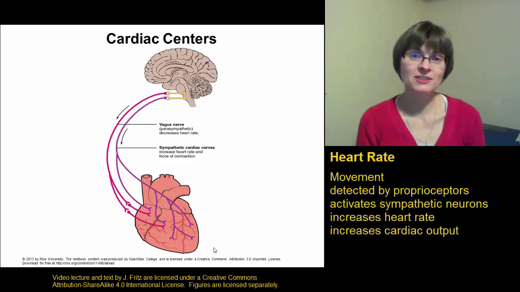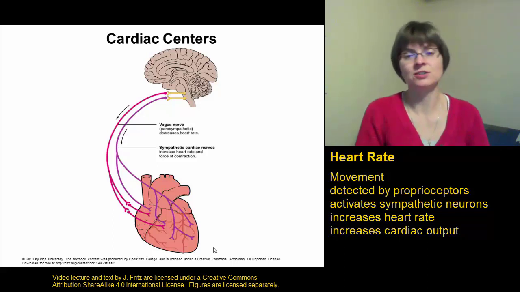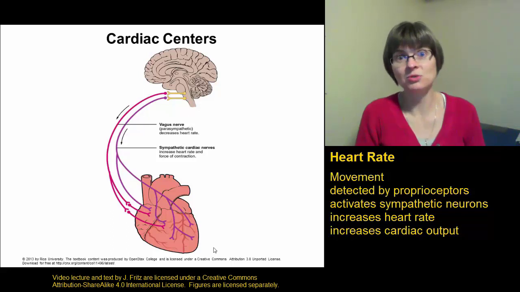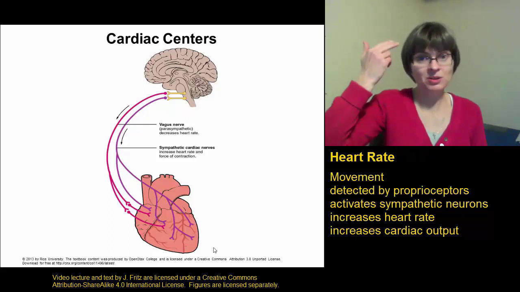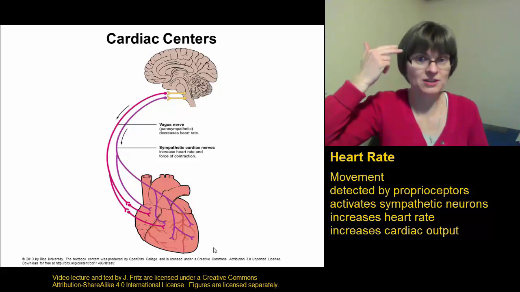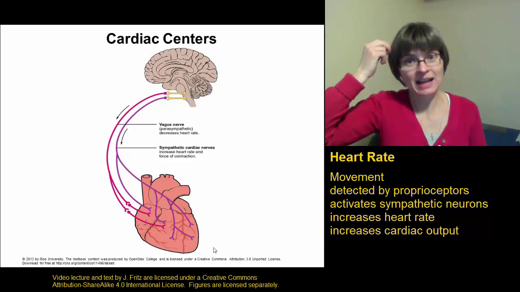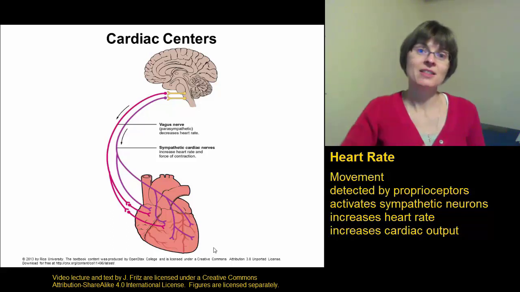If you're being more physically active and moving around, proprioceptors, those are receptors that detect your body position, that are in your muscles and in your joints, detect the fact that you're moving, and they send signals up to the cardiac center to say, we're moving around more. We probably better increase the heart rate so we have more circulation. The cardiac center then activates sympathetic neurons that go to the heart to speed up the heart rate and increase the contraction strength.